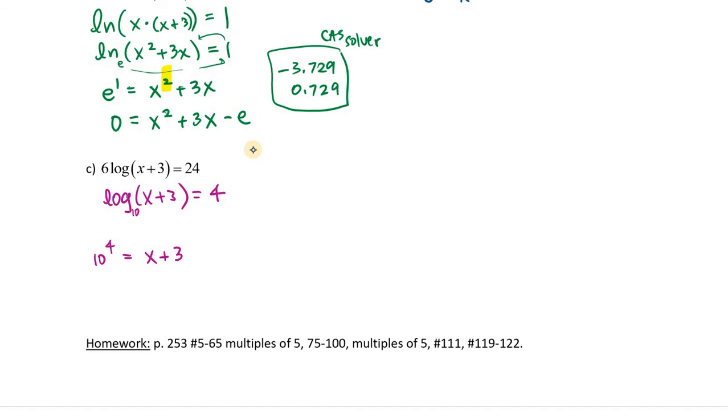10 to the 4th is 10,000. And then I'm going to subtract 3. So I get 9,997 equal to x. That one was easy compared to the other two. The only trick was you had to remember that log without a base written down is log base 10. Okay, that's it.